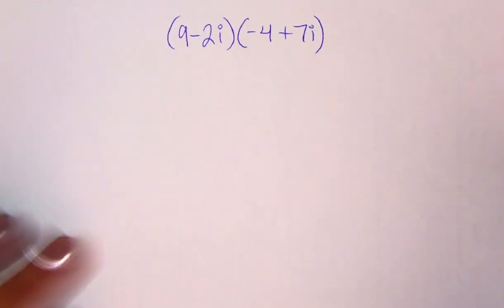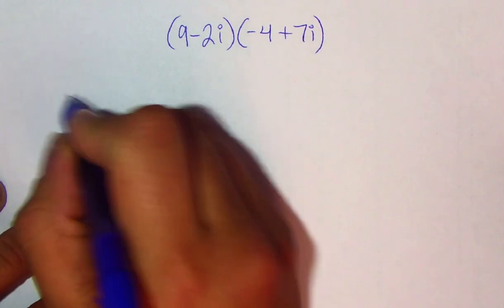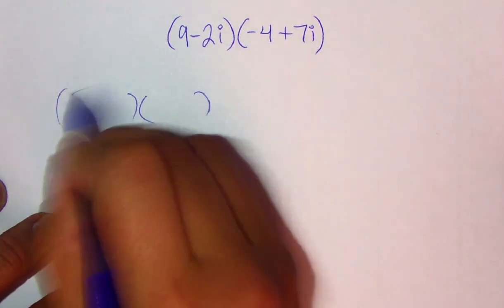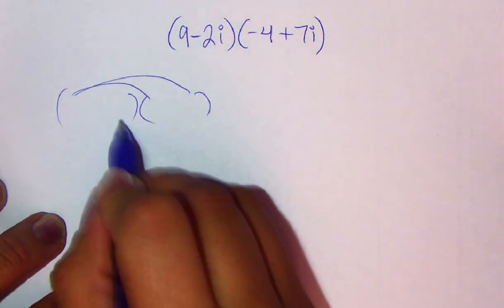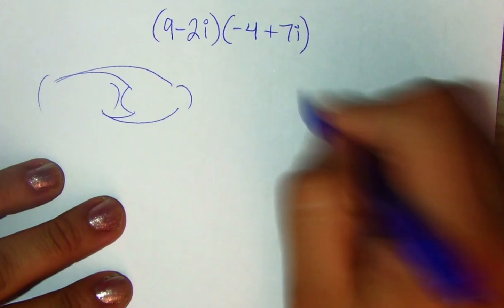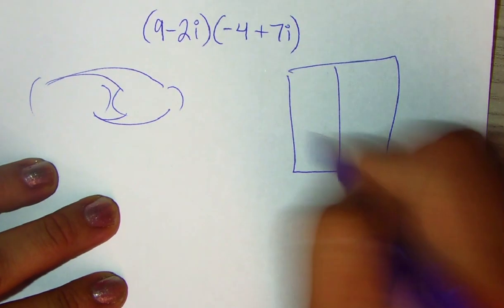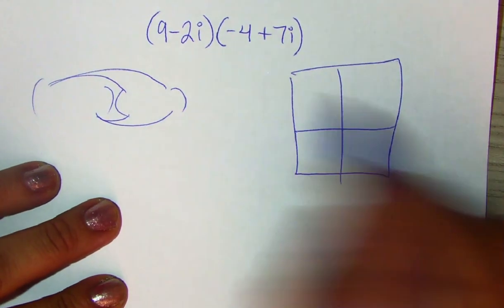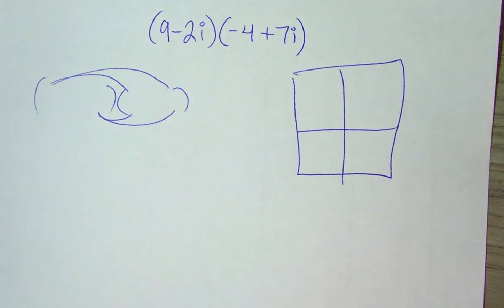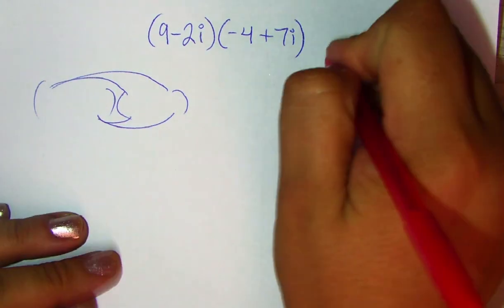You have two choices here. You can either do the FOIL method, which is when you loop the multiplications with one another, or you can do the box method, which is when you fill in the spaces inside with the multiplications with each other. I'm going to demonstrate both just for those students that require either or.